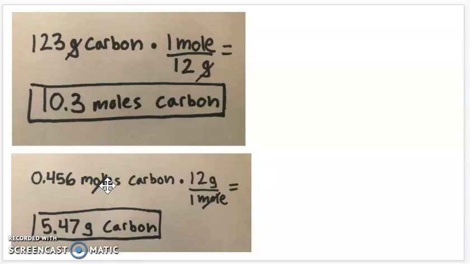We can use the same process here, but instead we have 12 grams on top and 1 mole on bottom, so that moles can cancel out and become 1, and then we have units of grams left over. And then we just do 0.456 times 12, and that'll give us 5.47 grams of carbon. Once again, we had 3 significant figures in our measurement, therefore we should have 3 significant figures in our answer.